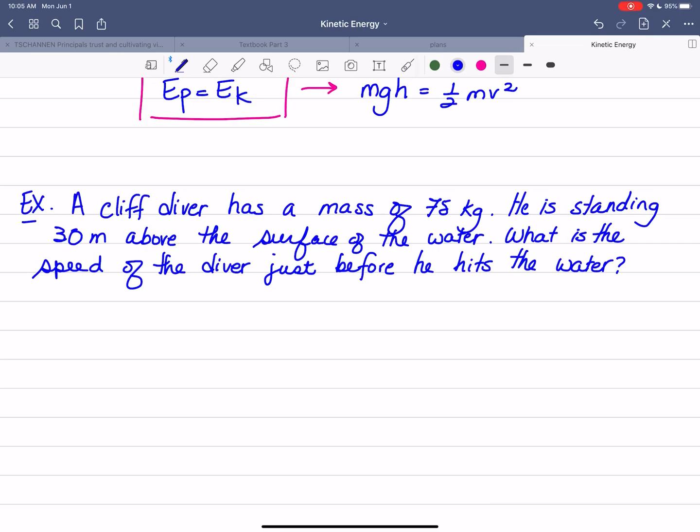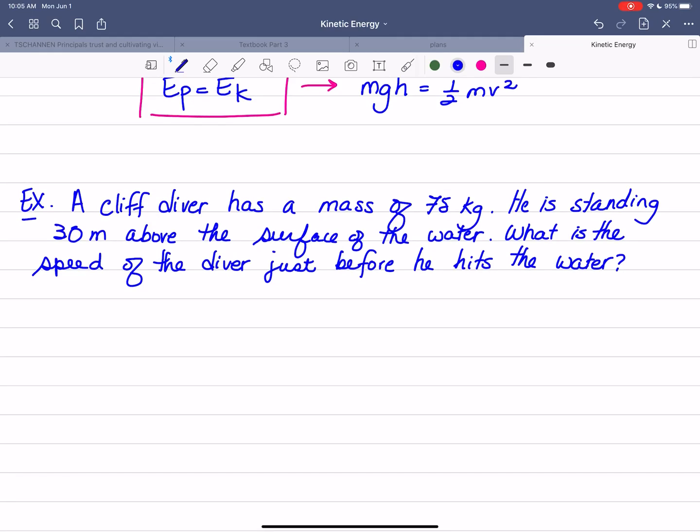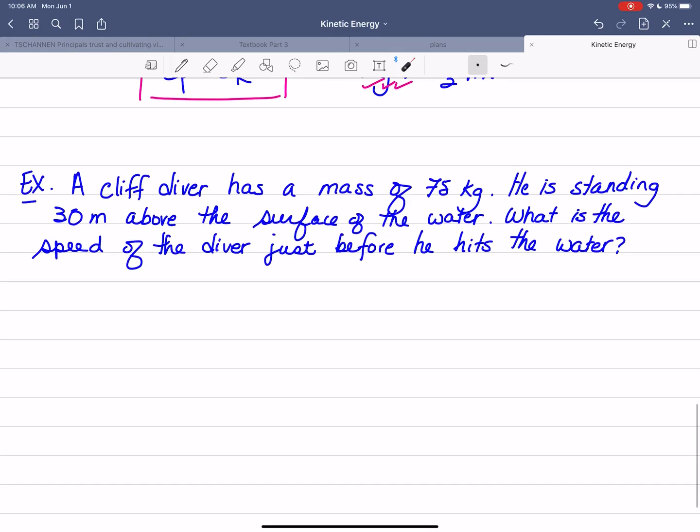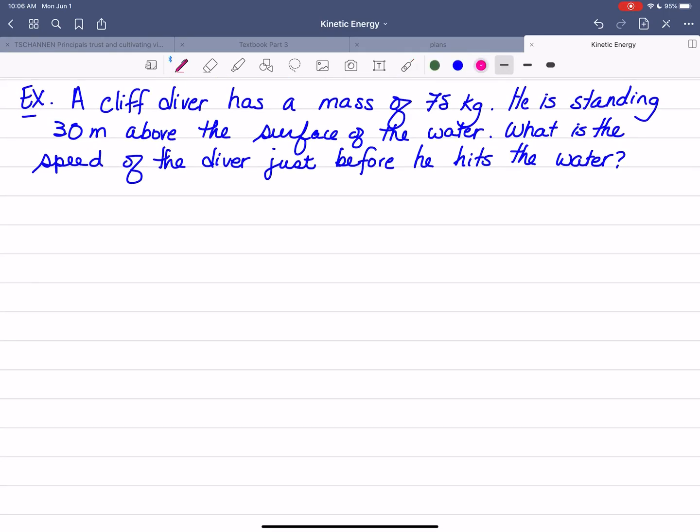Okay. So what can I do with this? Well, I have mass, I have height, and I have the acceleration due to gravity. So I could find my EP, and then since EP equals EK, I could use the number right here to try and figure out my speed over there. So let's have a look. Let's write some things down.